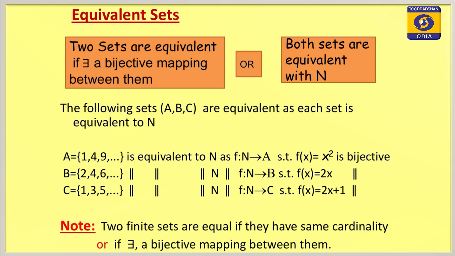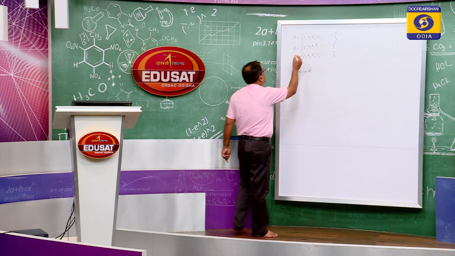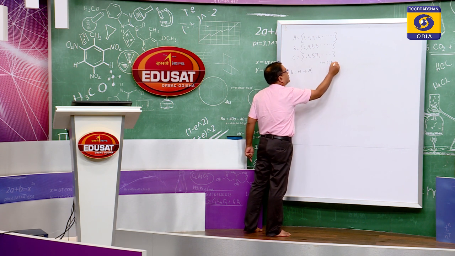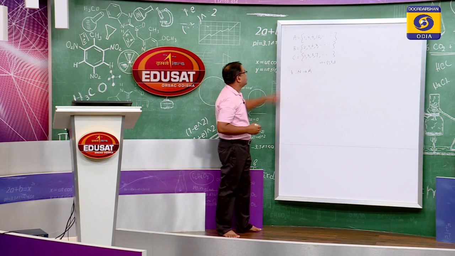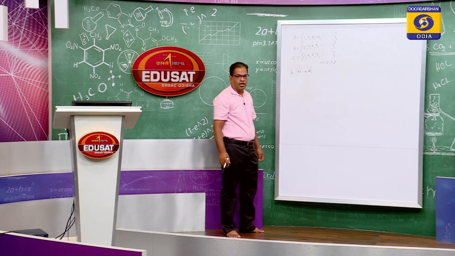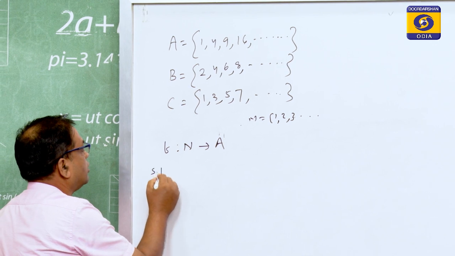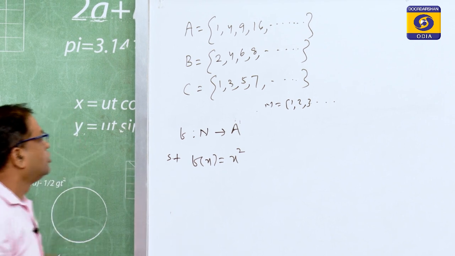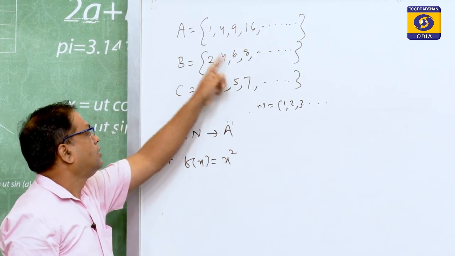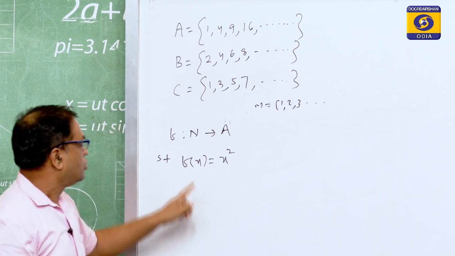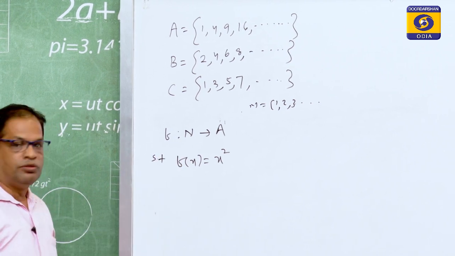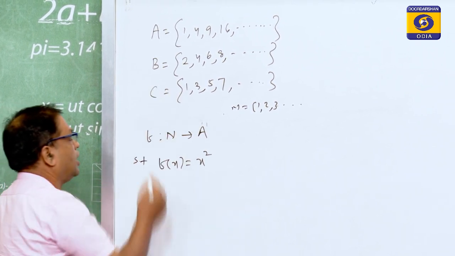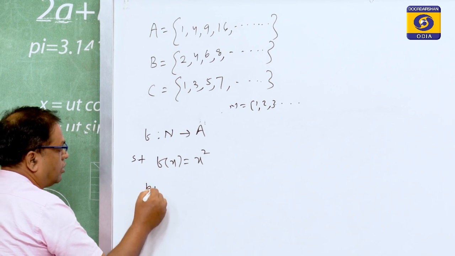So, let us use the blackboard for this. Now, N is the natural numbers, that is 1, 2, 3, and we have to show these three sets are equivalent. So, we can have a mapping f(x) = x square, because 1 goes to 1, 2 goes to 4, 3 goes to 9. So, we can have a mapping f from N to A, where N is the set of natural numbers and A is nothing but 1, 4, 9, and this is a bijective mapping.